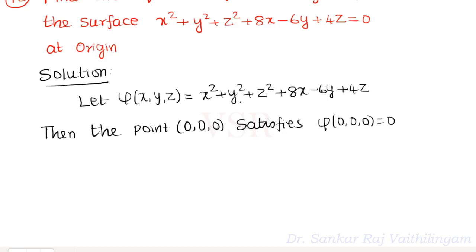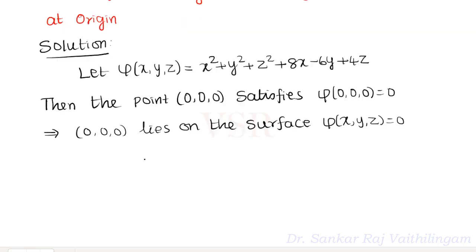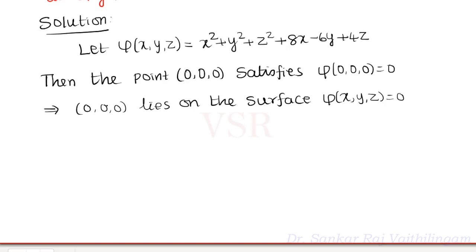If we put 0 for x, y, z, everything becomes 0. So that is 0, and this implies that 0, 0, 0 lies on the surface, phi of x, y, z equal to 0. So the point 0, 0, 0 is on the surface. Now we need to calculate del phi. Now what is del phi of x, y, z? This is 2x plus 8.